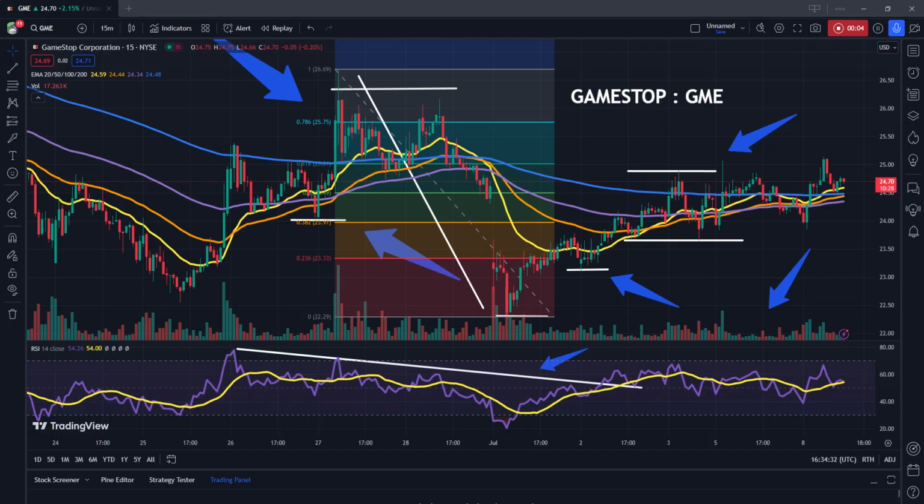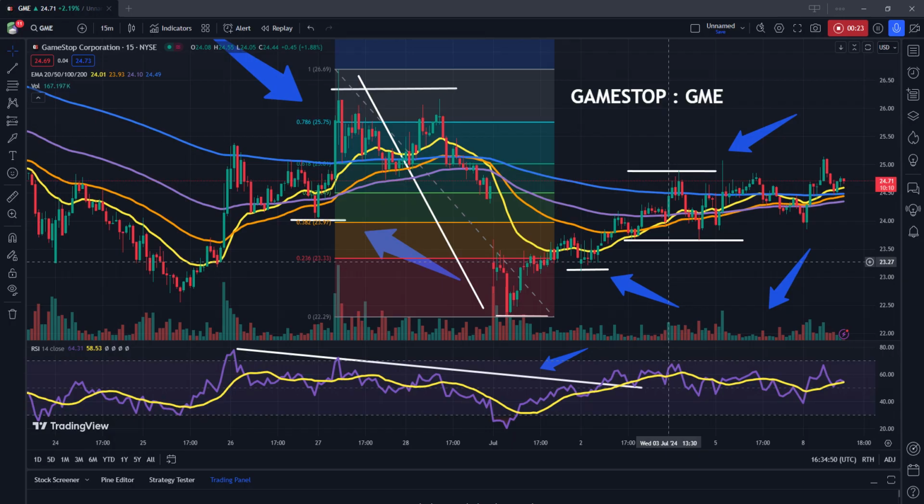Here is the 15-minute price chart for GameStop Corporation, stock ticker GME. Here we can see that we have some very strong moves to start the week. These are some very encouraging moves. We've broken a couple of important price levels that I pointed out in the last video.